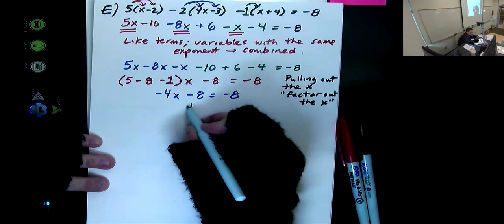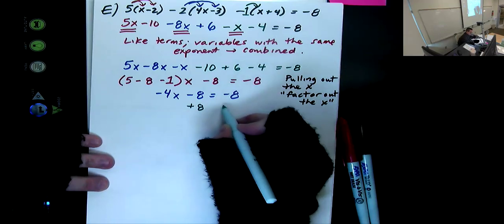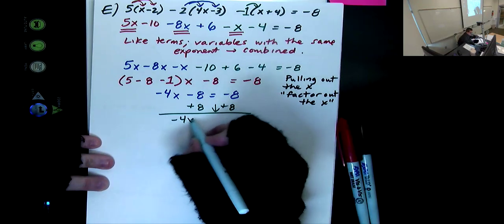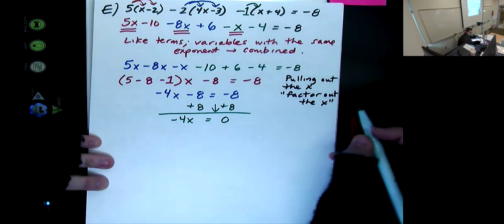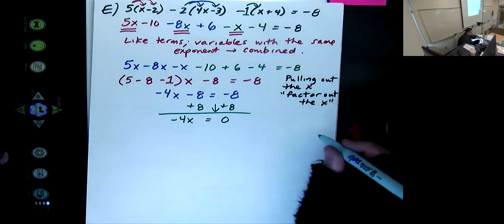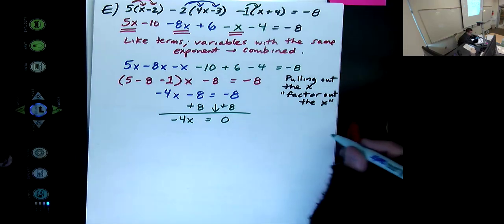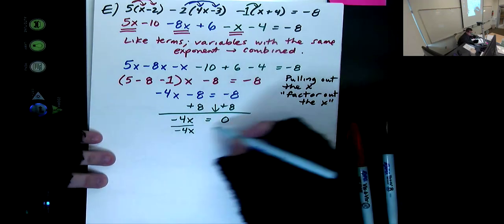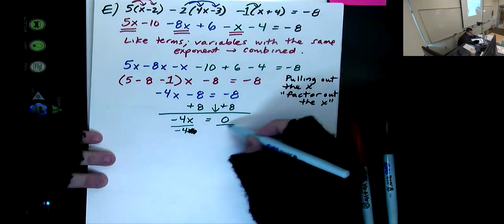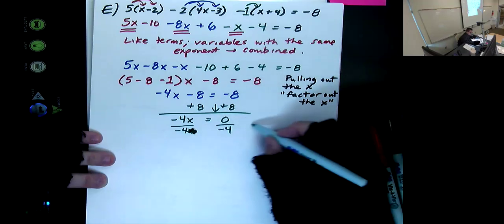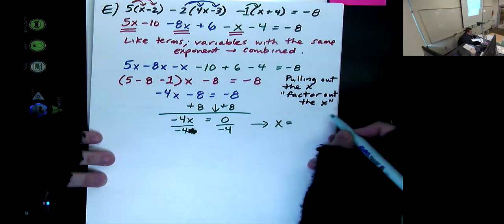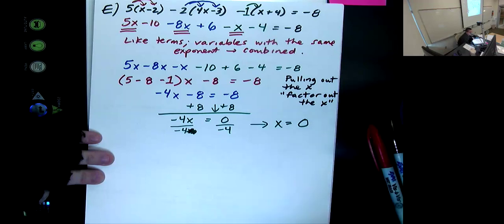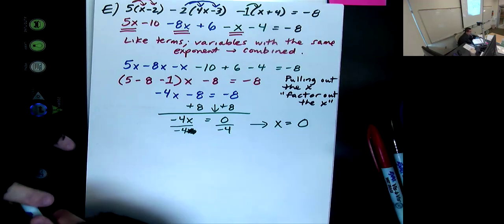All right, now we've got everything cleaned up, we can continue as normal. I will add 8 to both sides to move my constant over. -8 + 8 = 0. And then I will divide by the coefficient. What is 0 / -4? 0. 0 / 0. 0 × 0.